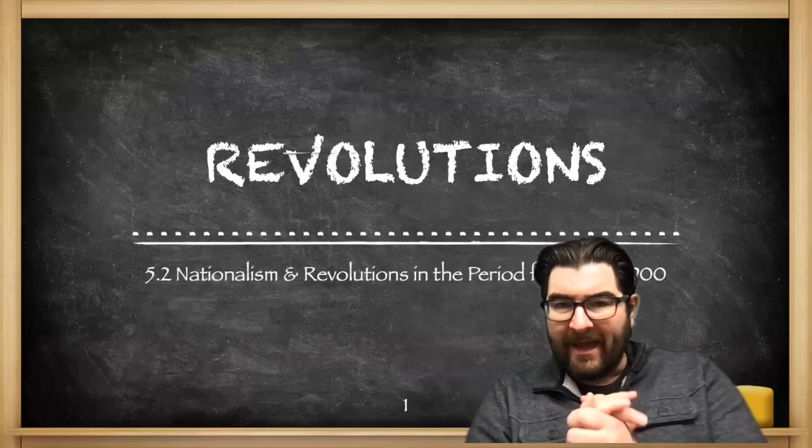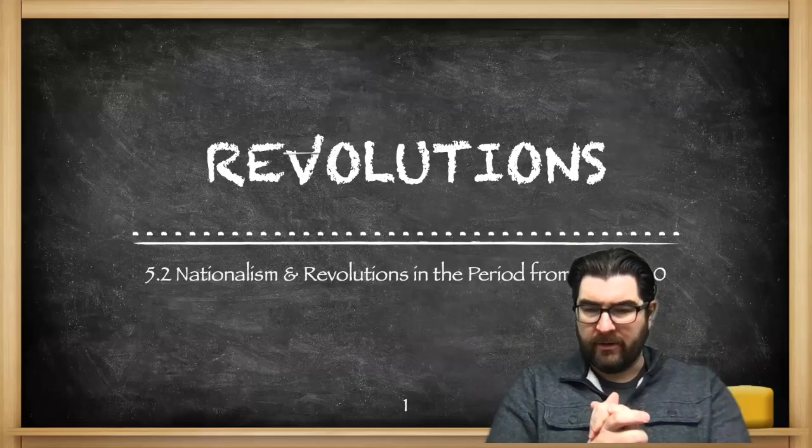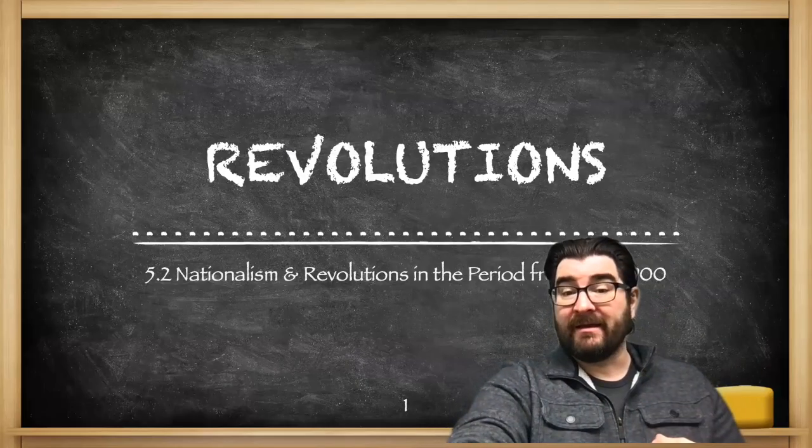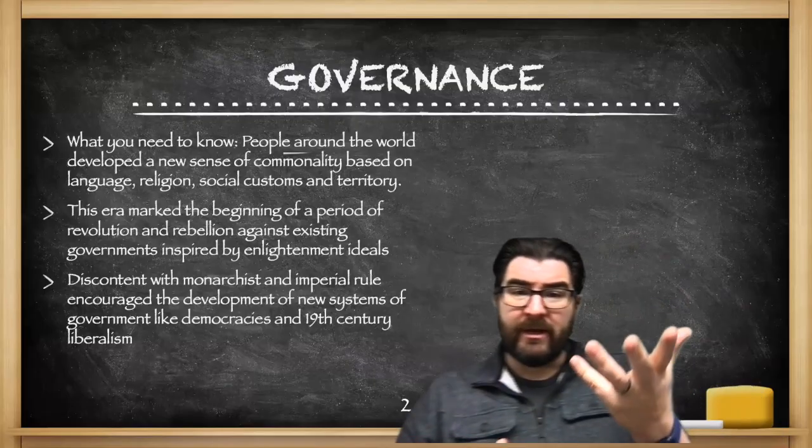All right, we are back at it today, and we're going to talk about revolutions from the 1750 to 1900 period, how those Enlightenment ideas are ultimately going to lead to movements of political revolution. So what do you need to know?